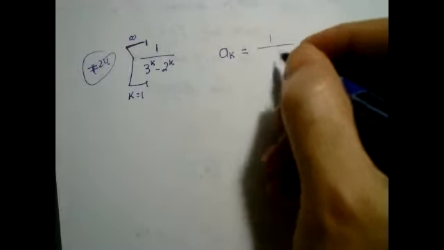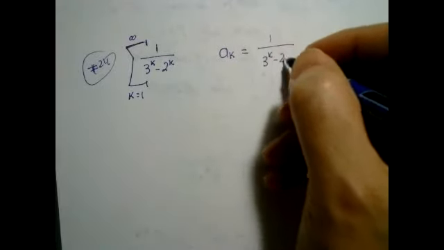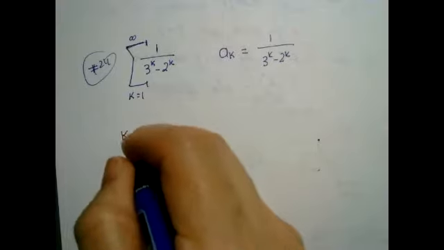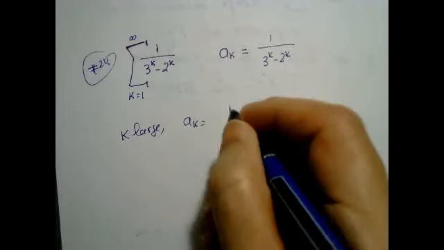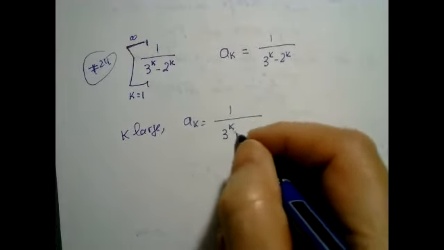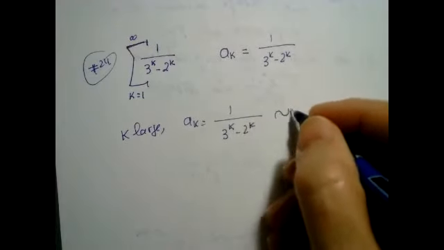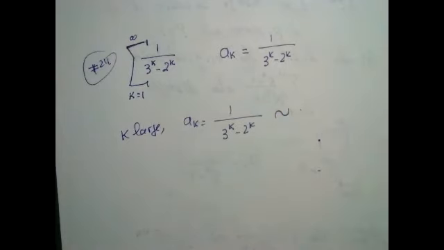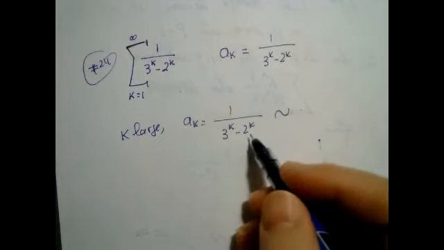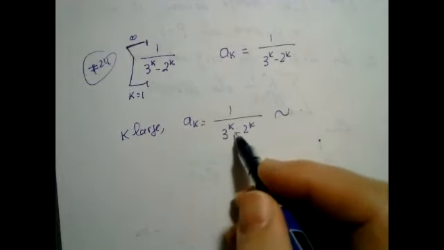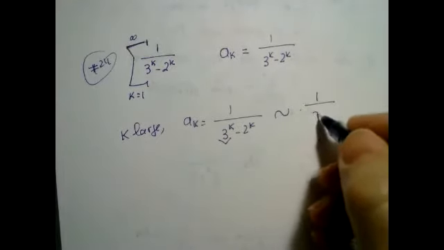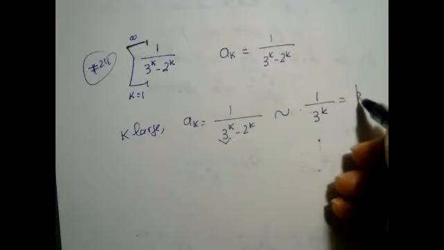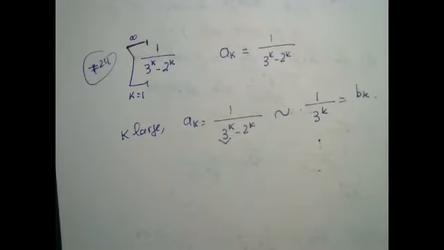So for k large, which series do you think I'm going to compare it with? Absolutely, I'm having 3 to the k. Again, when k is large, you're thinking, okay, which one goes to infinity faster? 3 to the k dominates. So we have to compare it to that. This would be my BK.